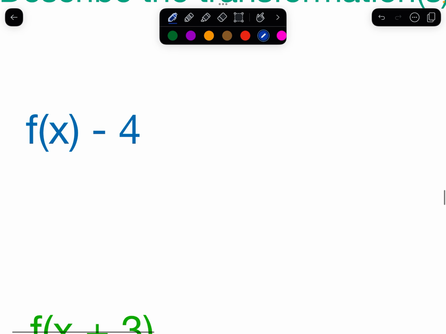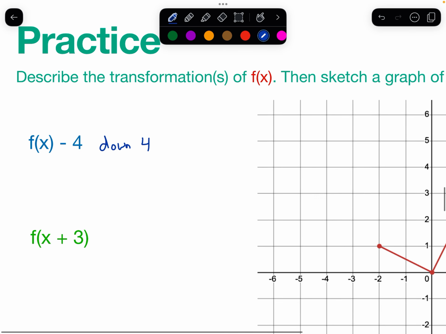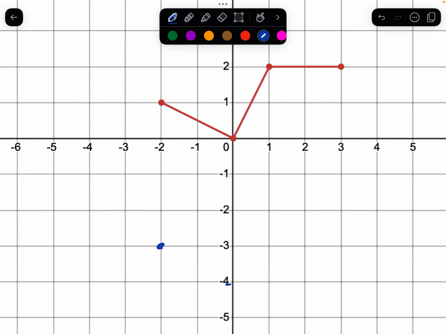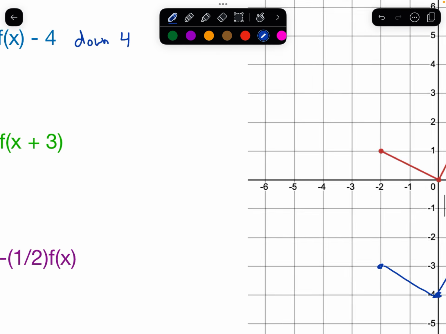Let's start with f of x minus 4. That minus 4 takes place outside of the grouping symbols. That causes a vertical translation, specifically down 4 in this case. So we'll take every point on this red graph, shift those y values down 4. Notice that the shape of the graph doesn't change, just its location does. And that's what a translation does. It moves it to a new home on the coordinate plane.